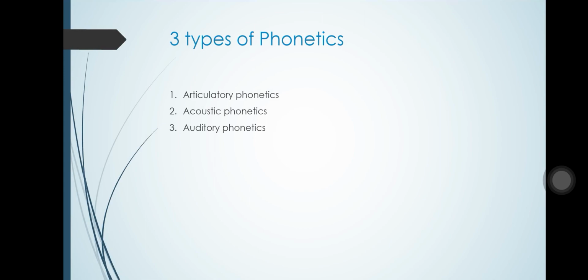So, three types of phonetics. The first one is articulatory phonetics. This means how sounds are produced in the vocal tract. It focuses on how sounds are produced from our vocal tract. And the second one is acoustic phonetics. That would be how they are transmitted through the air.